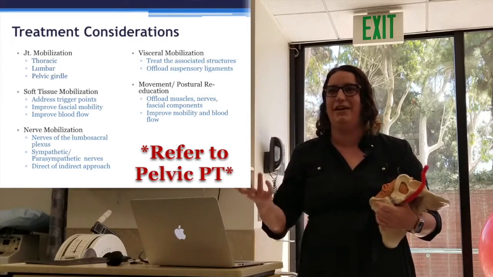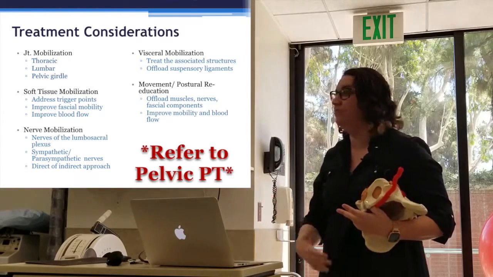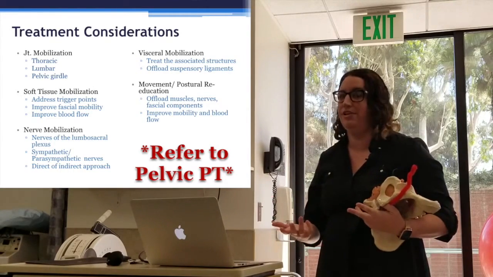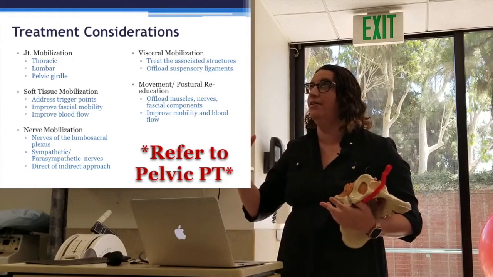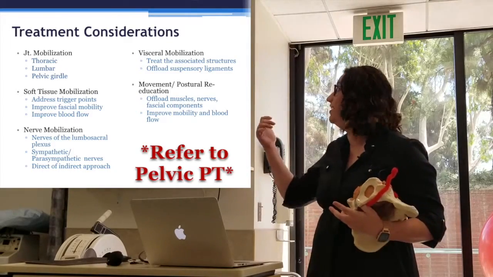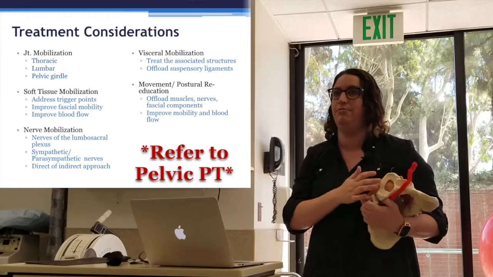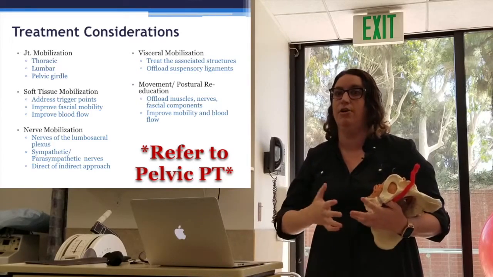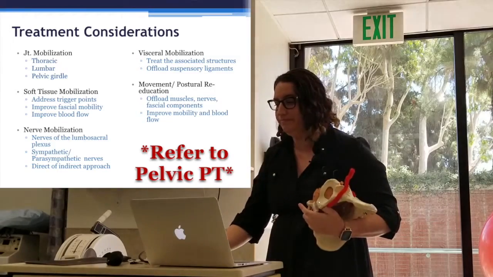Visceral mobilization. We can go ahead and treat the associated structures. So if somebody says I have bladder pain, we can treat the bladder, we can treat the rectum through the abdominal wall, and we can also treat the uterus. So those are all good things. And then from a perspective of tension, we can potentially try and offload any of those suspensory ligaments that we talked about earlier, whether that's through joint mobilization or through something through the abdominal wall where we're trying to compress things and offload the suspension.